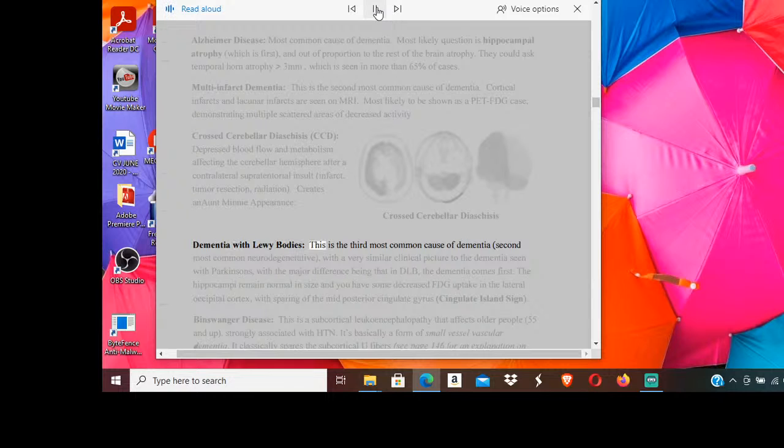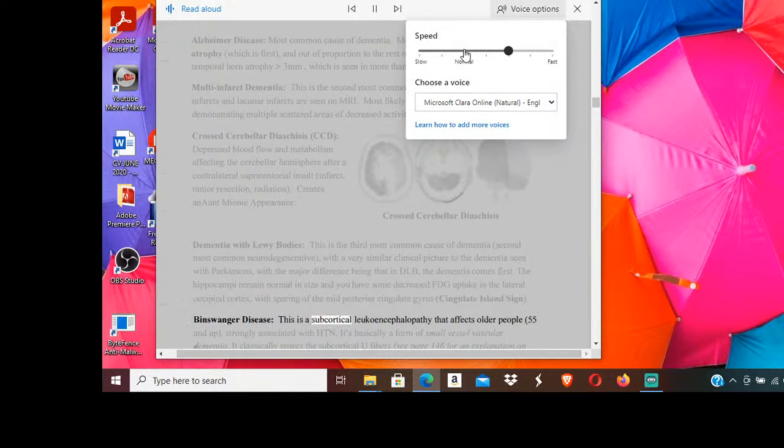Lewy bodies, DLB is the third most common cause of dementia, second most common neurodegenerative, with a very similar clinical picture to the dementia seen with Parkinson's, with the major difference being that in DLB, the dementia comes first. The hippocampi remain normal in size, and you have some decreased FDG uptake in the lateral occipital cortex, with sparing of the mid-posterior cingulate gyrus, cingulate island sign.